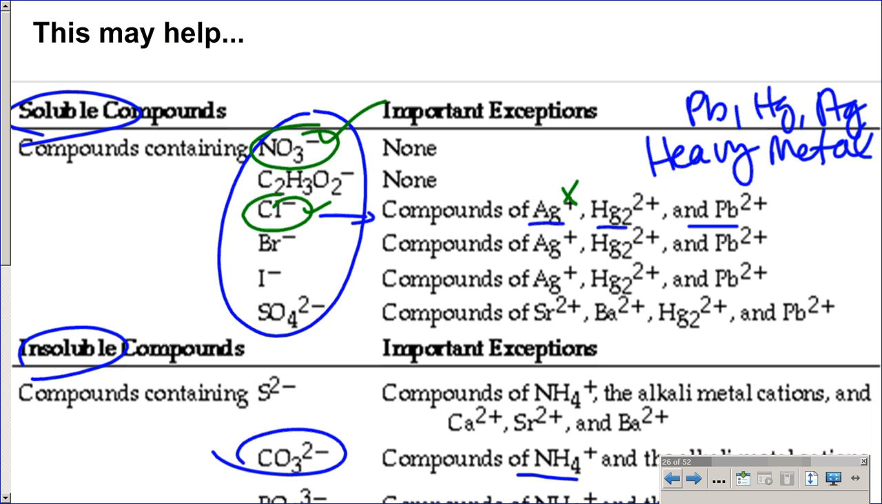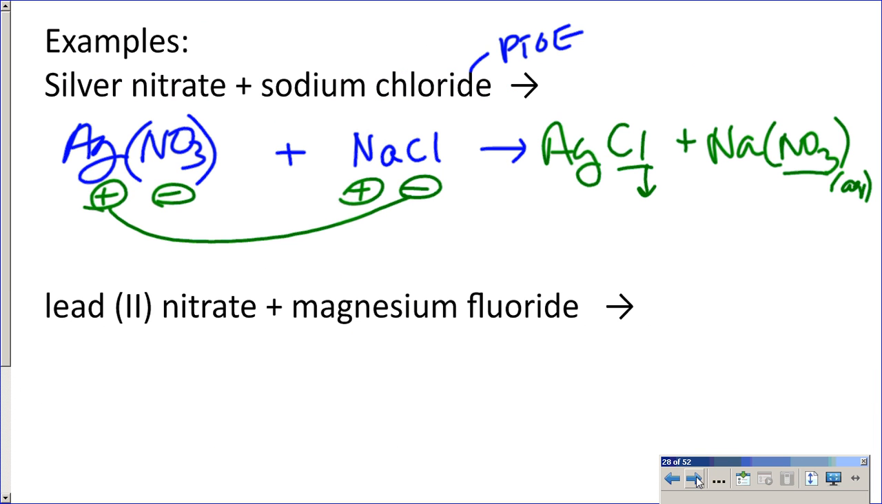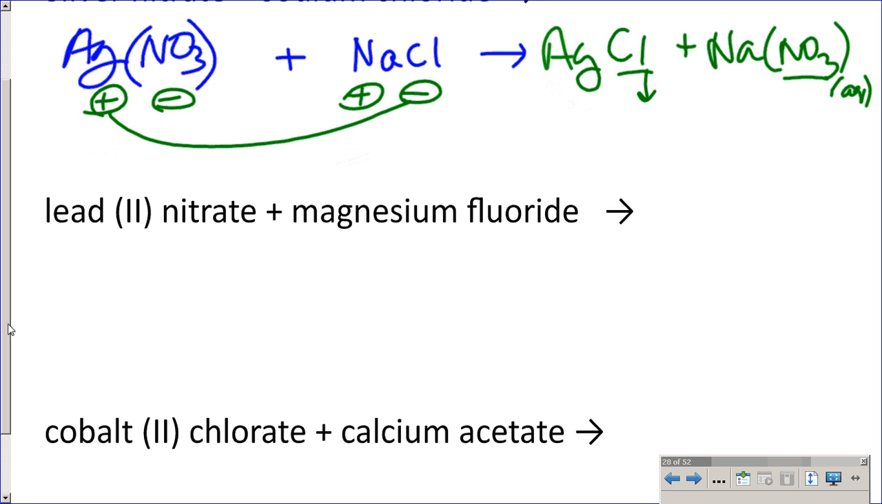Thumbs up, you got this. All right, I need more thumbs. Let's do another. Lead 2 nitrate plus magnesium chloride. I'm going through nomenclature very quickly. Go.